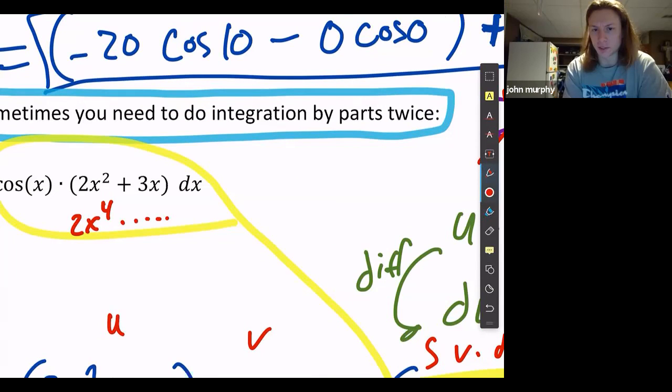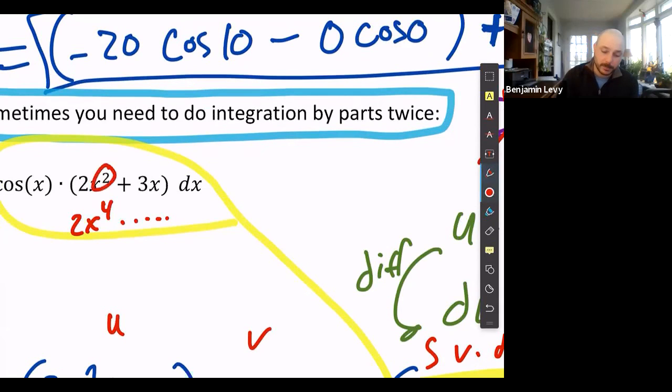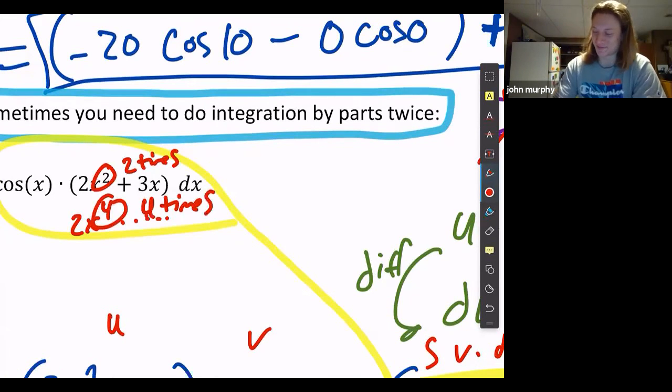You have to do it more than twice, like 3-4 times, or I don't know. Yeah, this one meant we did it 2 times. This means we'd probably have to do it 4 times. Would you expect to see a problem like that?